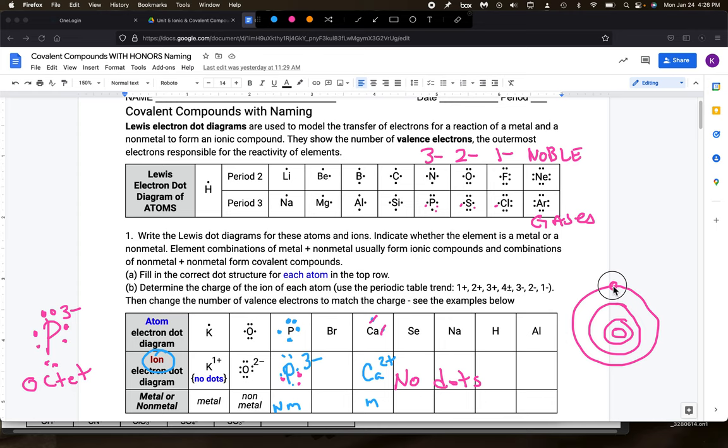And calcium had 2 here. And meanwhile, there were 8 electrons in this shell, or 18. And so when I strip these away, I am left with the 8 electrons or 18 electrons that are left underneath there. So that's how we get 8 electrons for a metal.